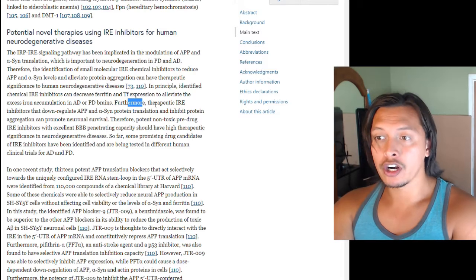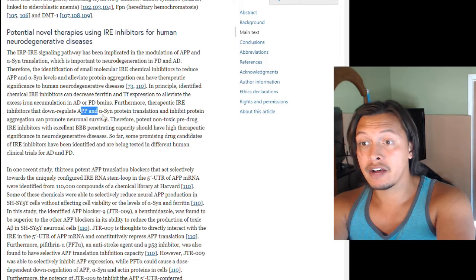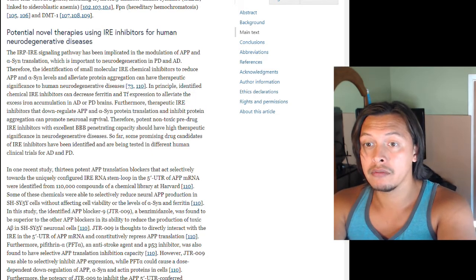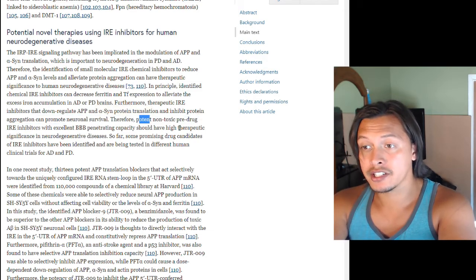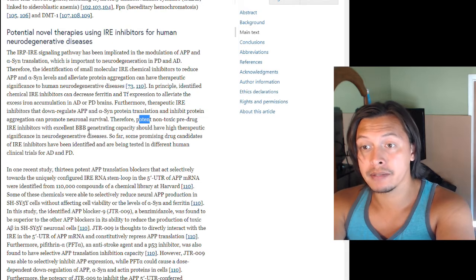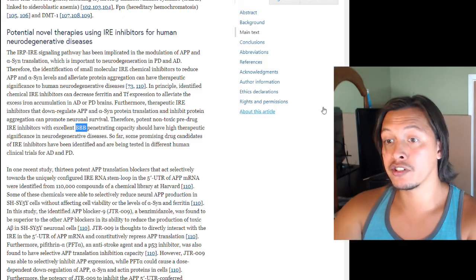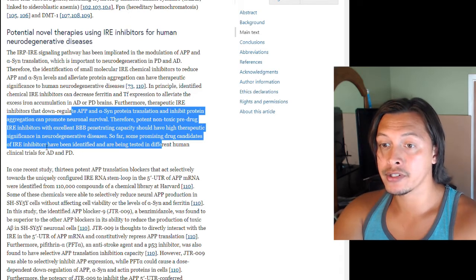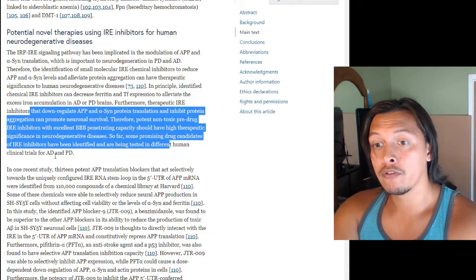So furthermore, therapeutic iron response element inhibitors can downregulate APP and alpha-synuclein protein translation and inhibit protein aggregation, and this can promote neuronal survival. Therefore, potent non-toxic pre-drug IRE inhibitors with excellent BBB, blood-brain barrier penetrating capacity should have high therapeutic significance in neurodegenerative diseases. And so far, some promising drug candidates of IRE inhibitors have been identified and are being tested in different human clinical trials for AD and PD.